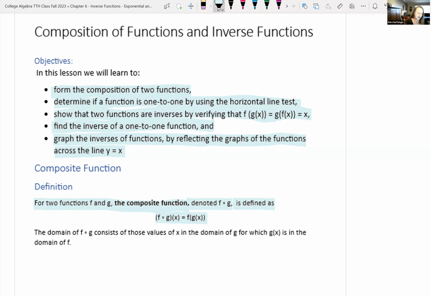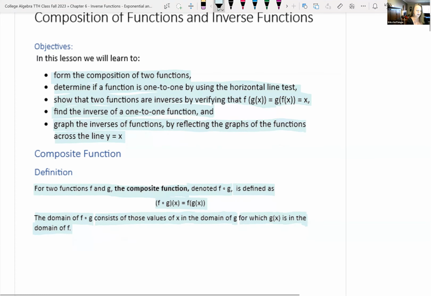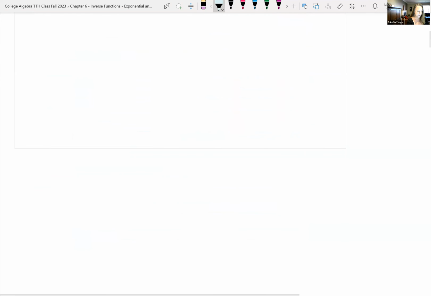The domain of f of g consists of all those values x in the domain of our inner function, g. And remember, if we plug in values for x and get g of x, then that output is what gets plugged in wherever you see an x in f. So we have to be worried about the output of g of x, and that needs to be in the domain of f.